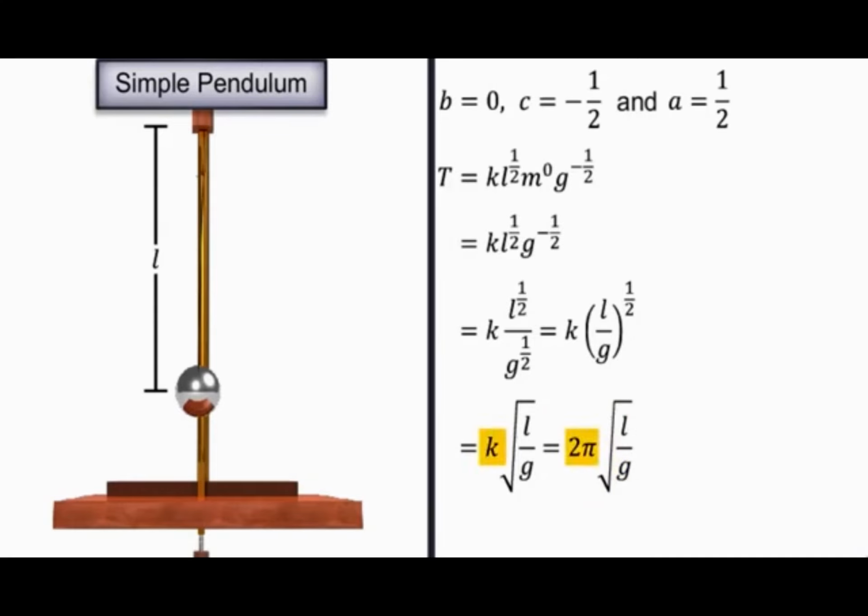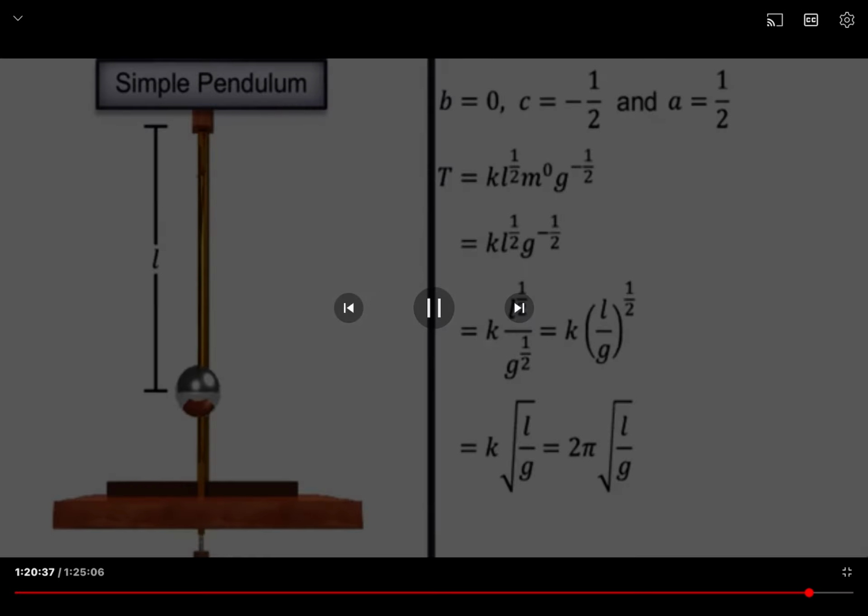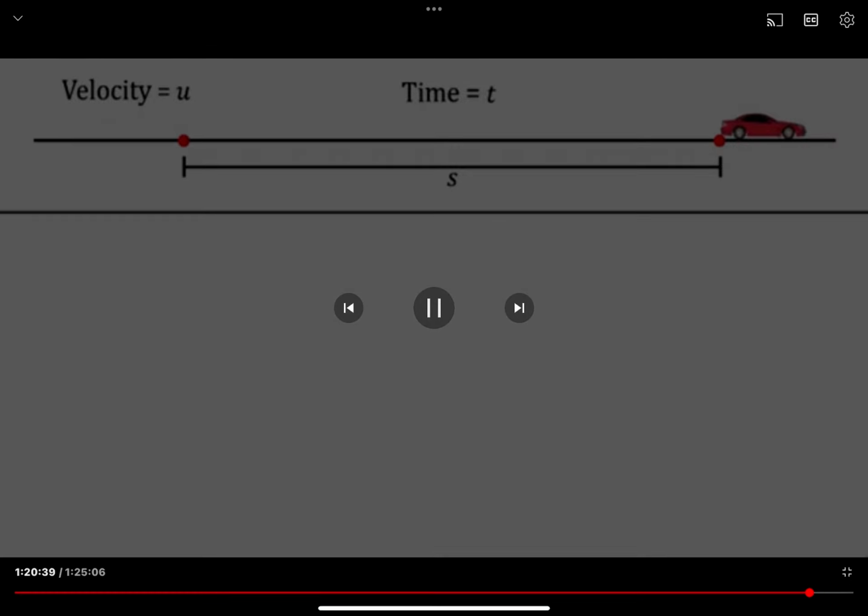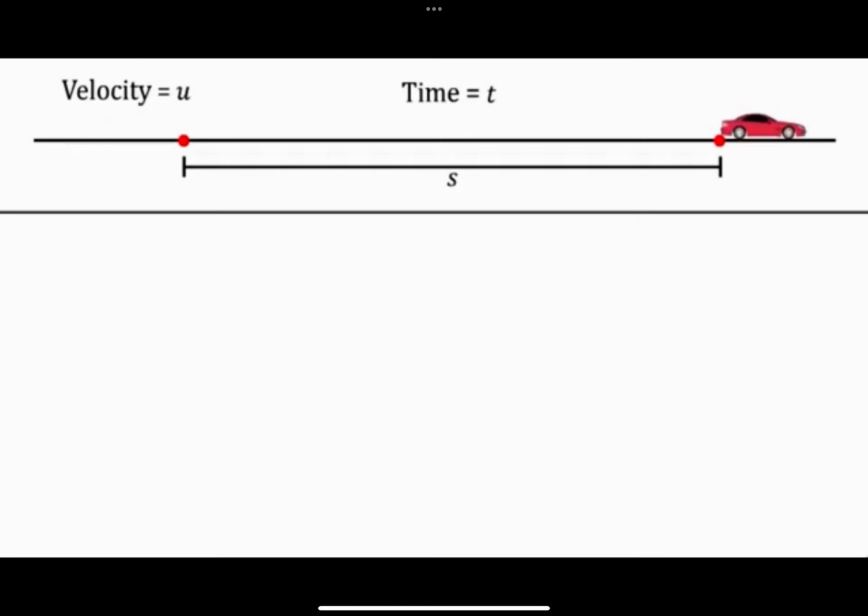However, this method cannot be applied to derive equations where addition or subtraction of different terms is involved. For example, we cannot derive the equation S is equal to UT plus half AT square using dimensional analysis, even though we checked its dimensional consistency.